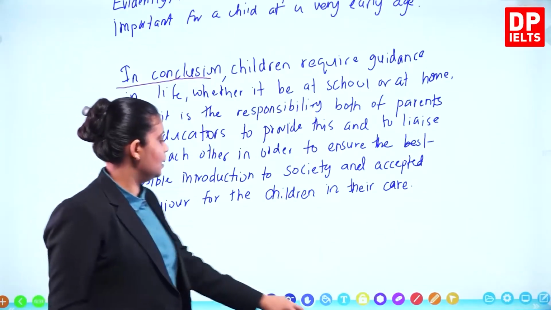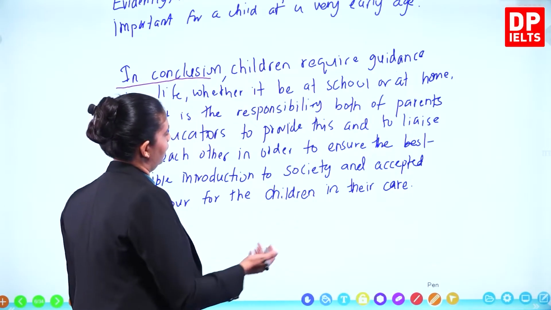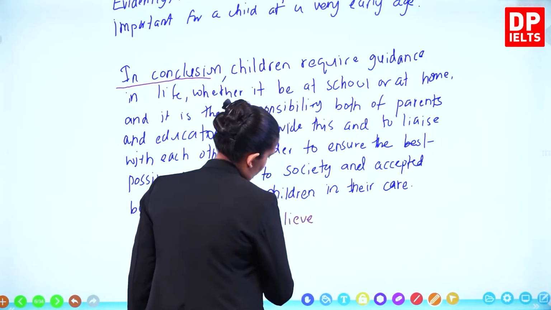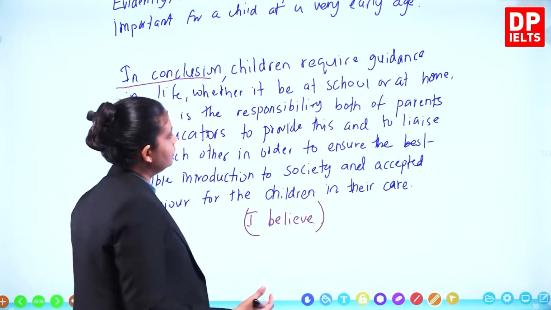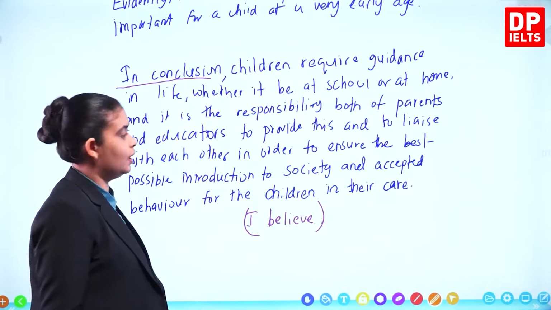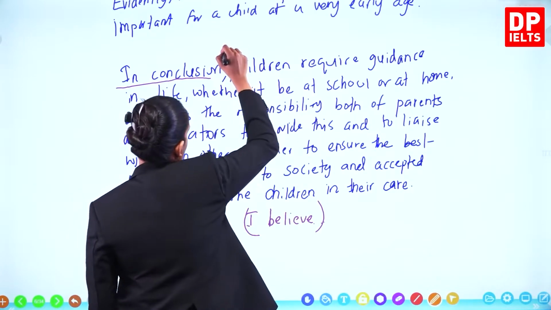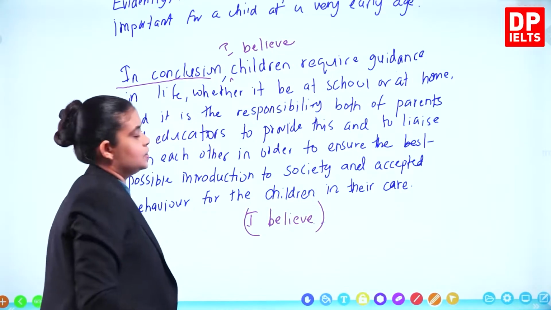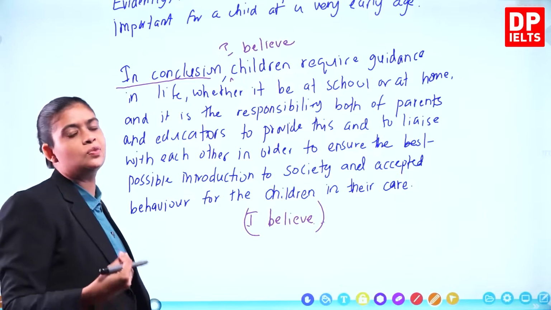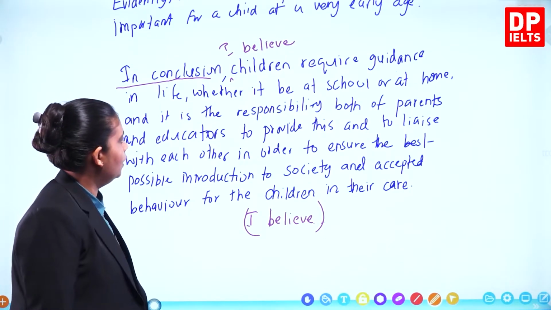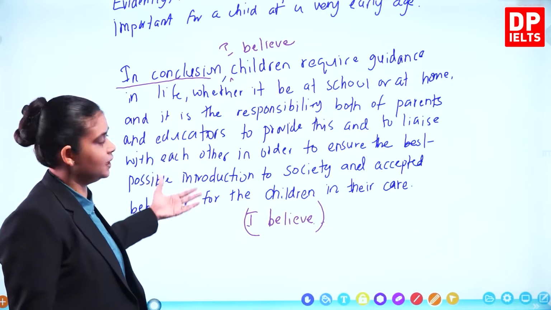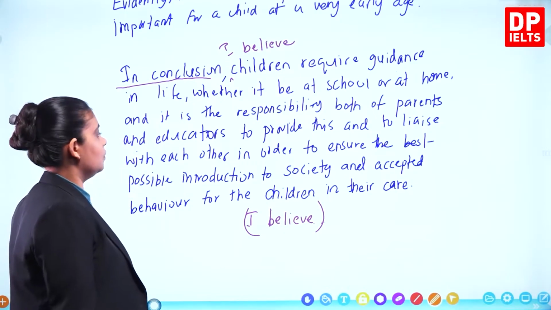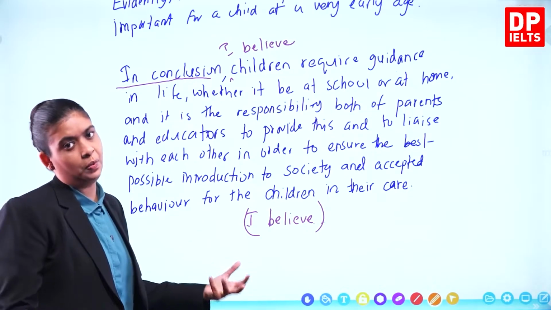Or here you can add words like in conclusion, I believe. So you can add that bit, that children require guidance in life, whether it is school. I would add that part here just to signpost. In conclusion, I believe children require the guidance. So that brings out the point clearly that that is what you perceive. Or you could bring it at the end. I would like to keep it as a little summary of what I have written, and then finally say, I believe it's the responsibility of both parties.